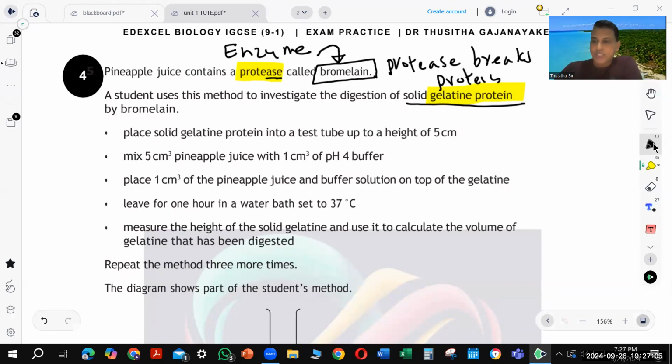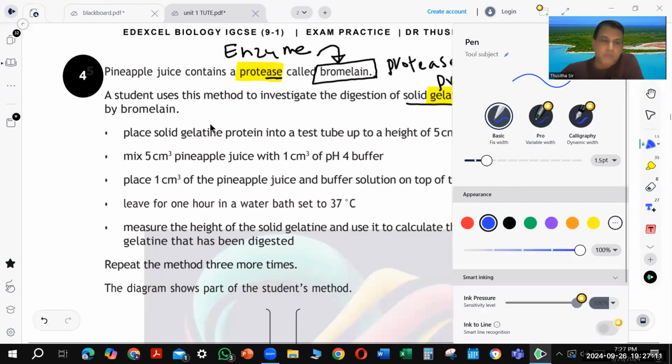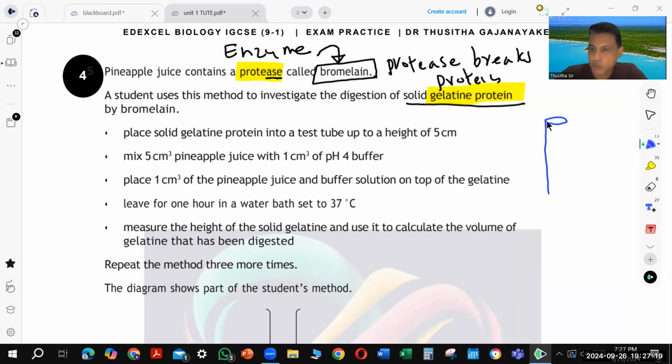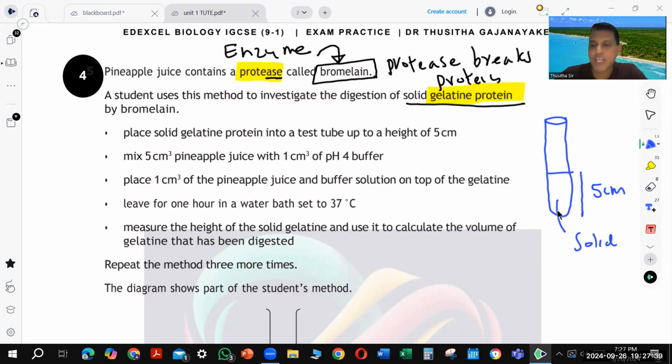Right, now the student did this experiment, and we try to understand it step by step. Place solid gelatin protein into a test tube up to a height of 5 centimeters. So I can take a test tube, dissolve gelatin in hot water, then add this gelatin to 5 centimeters and cool it down. As when we make a dessert using gelatin, it gets solid. After cooling, this makes a solid mass of gelatin, with a height of 5 centimeters.